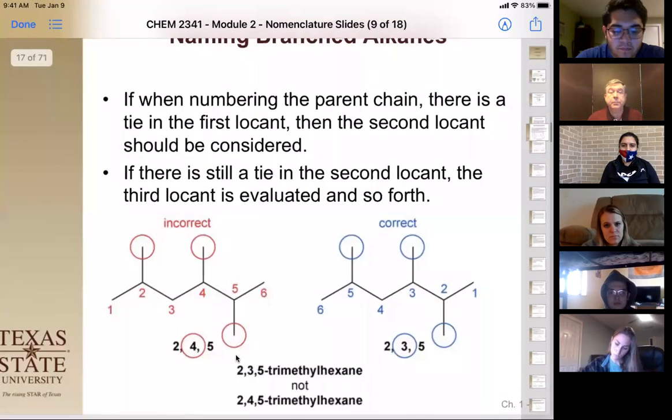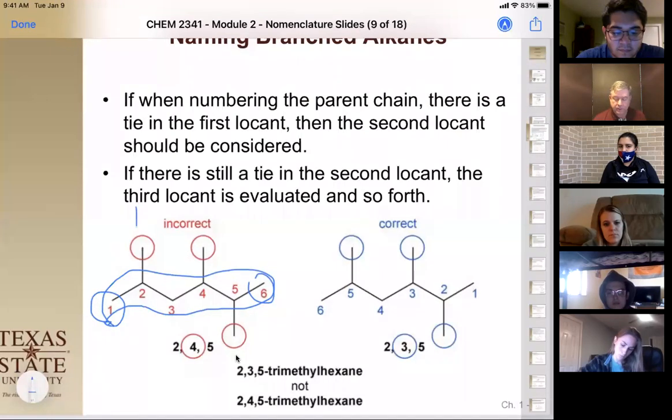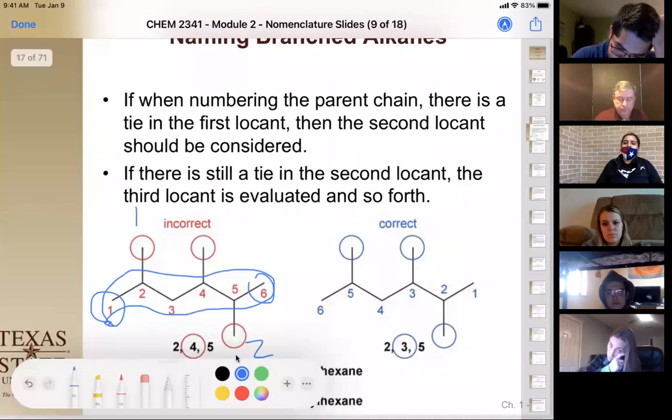Okay, so let's put all those things to use here. Again, we're going to have 1, 2, 3, 4, 5, 6. We're going to have hexane as our parent chain. Go ahead and practice a few times, making sure, does this have to be 1 and does this have to be 6? No, this could be 1 and this could be 6. It's going to give us the same number and the same substituents. So just make sure that you have the longest chain possible.